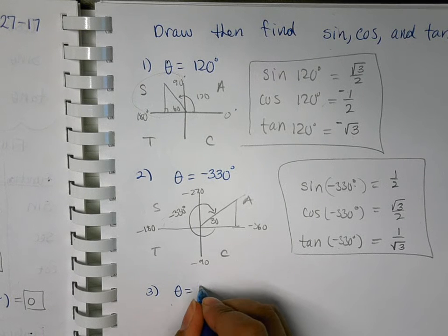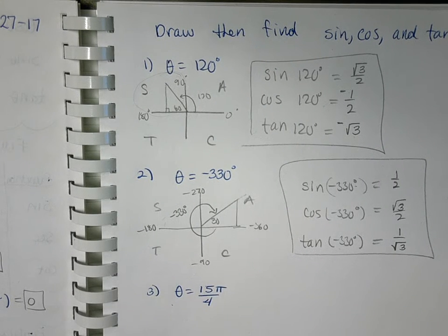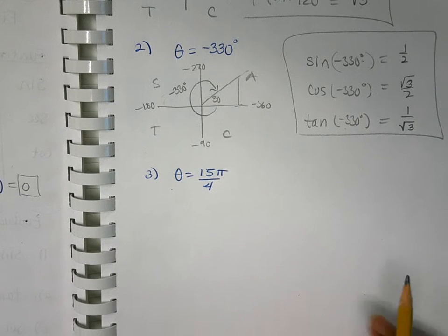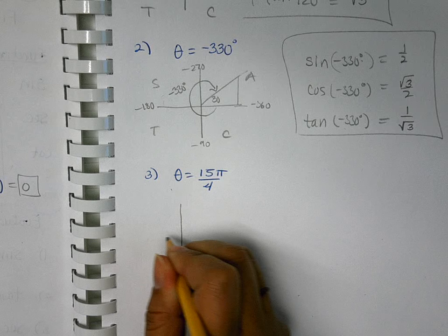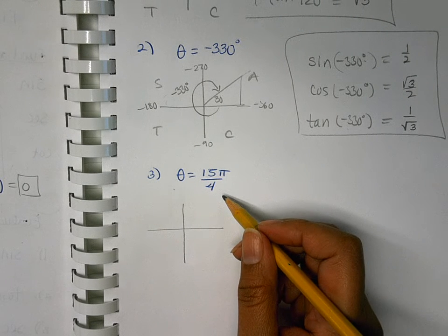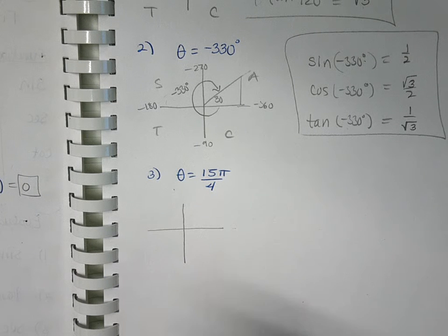Theta equals 15 pi over 4. What the heck? Is this bigger than 2 pi or smaller than 2 pi? How can we tell if this is 2 pi?